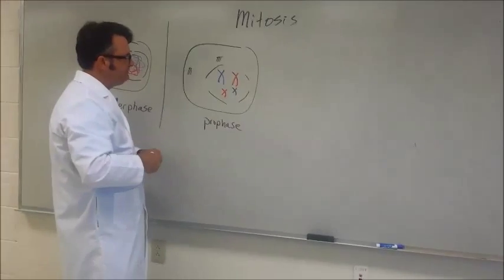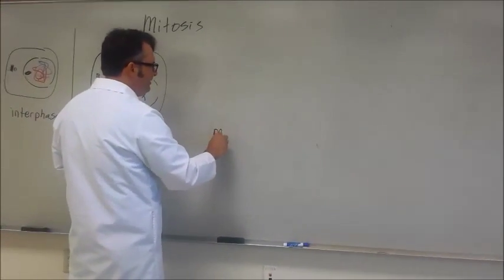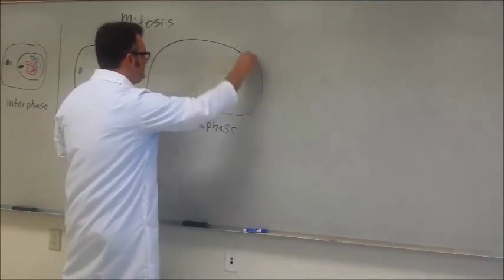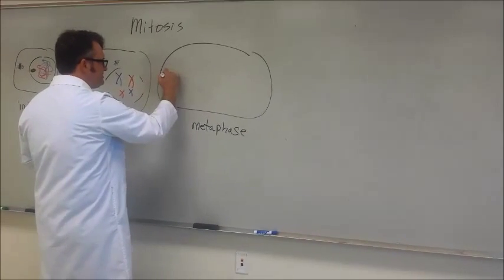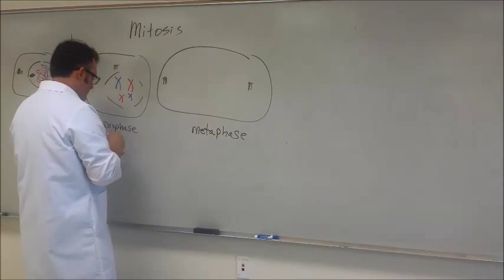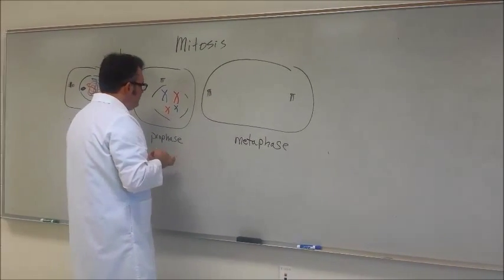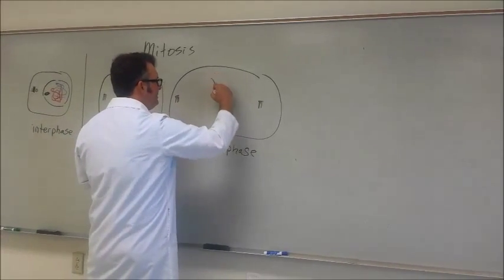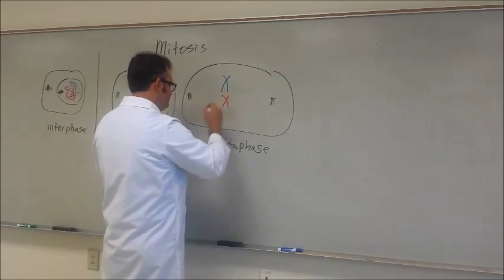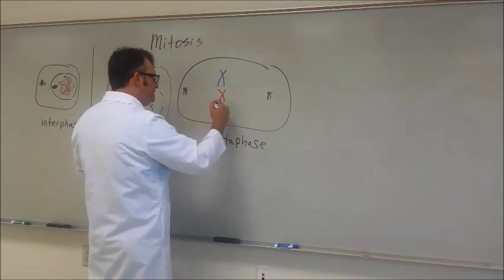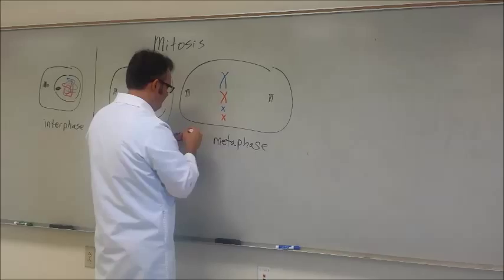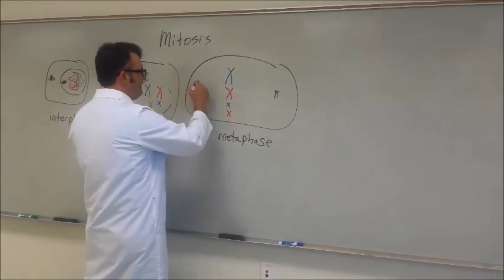In the next phase, called middle or metaphase, the centrioles have moved to opposite sides of the cell by this time. And what happens is that the chromosomes line up in the middle of the cell in single file, kind of like this. I got a big blue, a big red, and I got a little blue, and I have a little red. They are suspended by spindle fibers.